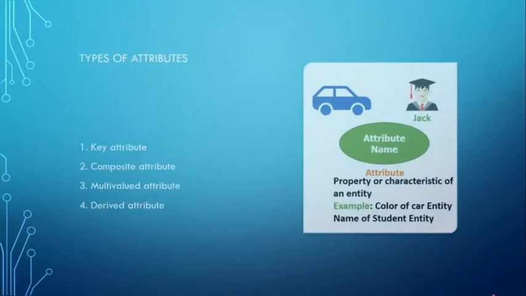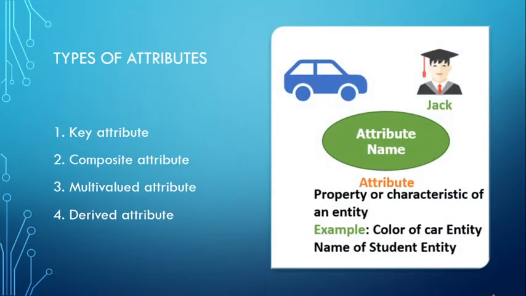Now let's look at the example. These attributes are also classified into 4 different types. We have seen some geometrical shapes in the previous slide. You have observed a multi-valued attribute, derived attribute, composite attribute, like that. So these attributes are of different types.